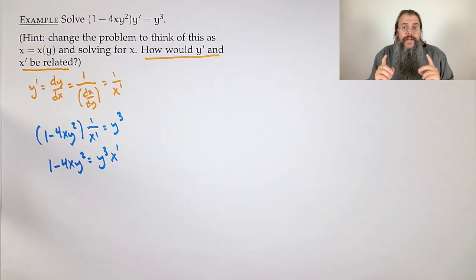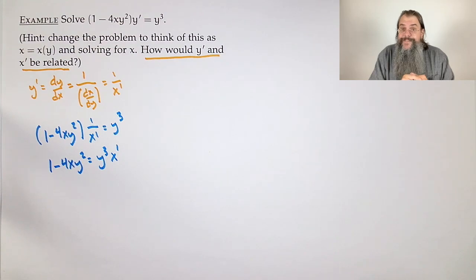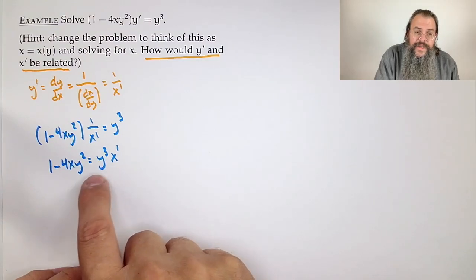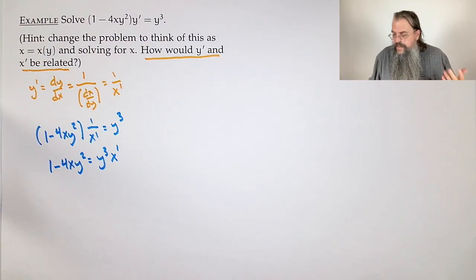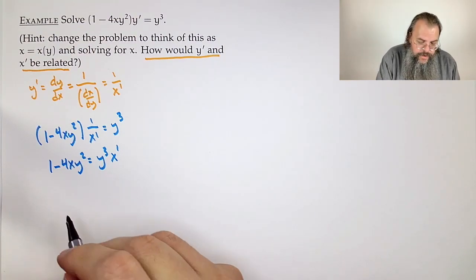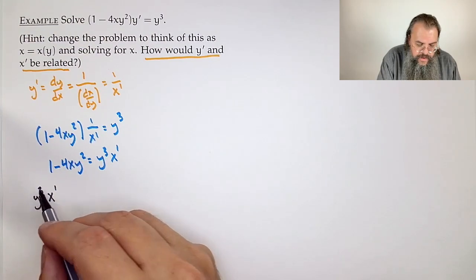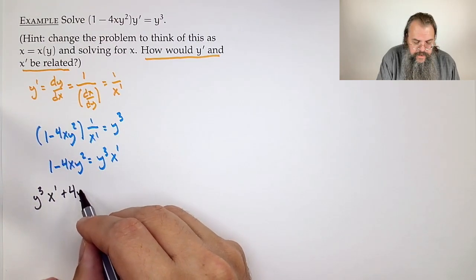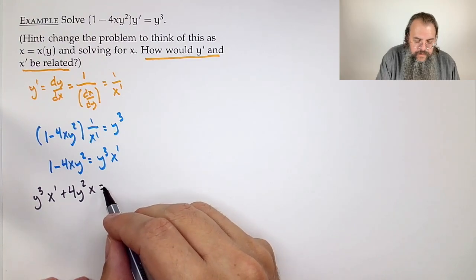So, with that in mind, is this a linear first-order differential equation? The answer is yes. Because, notice, we have an x prime and an x. And so, from the perspective of x as being the thing we're solving for, this is very much linear. So we can do some rewriting here. We'll say x prime times y cubed, and I'm going to bring this across, plus 4y squared x. I just want to emphasize: something x prime, something x, equals 1.